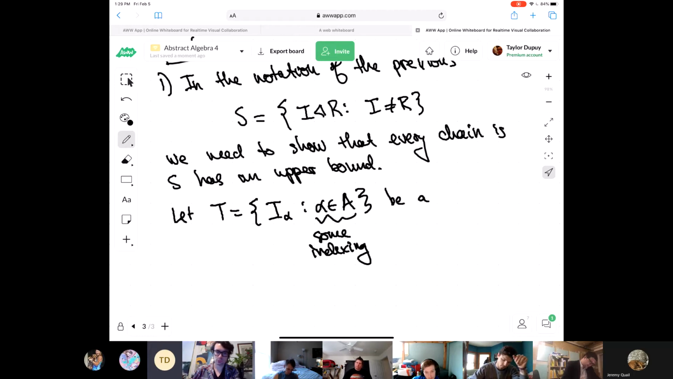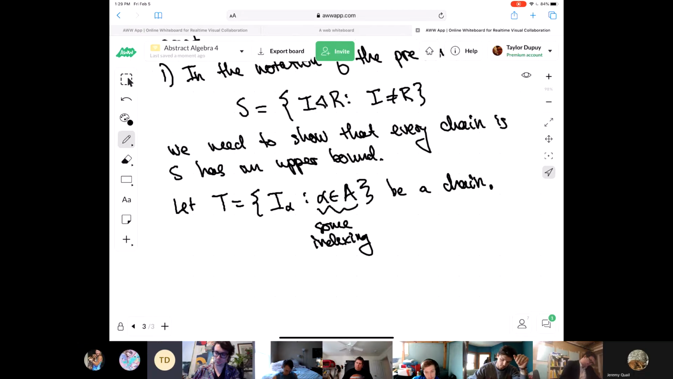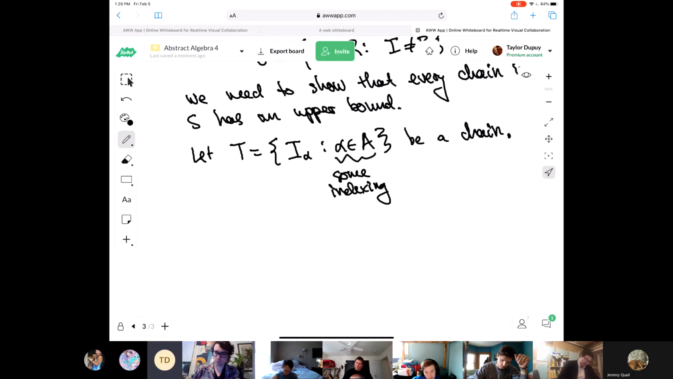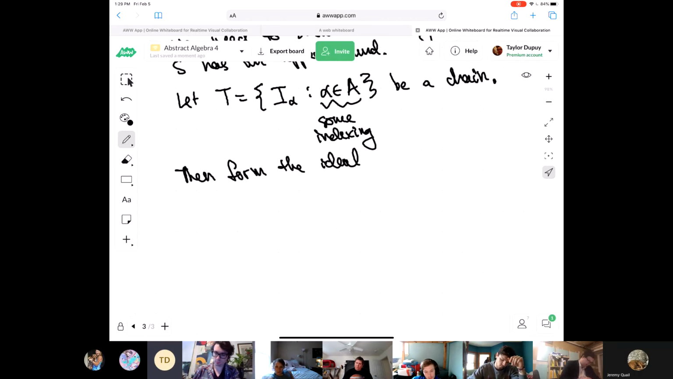So let this be a chain. Okay, so then what are we going to do? Then what we're going to do is form the ideal here. So this is a chain, so they're all comparable. And so what we're just going to do is take the union of everything. This is like a theme here. Okay, this is actually an ideal. So you can check that this is an ideal.